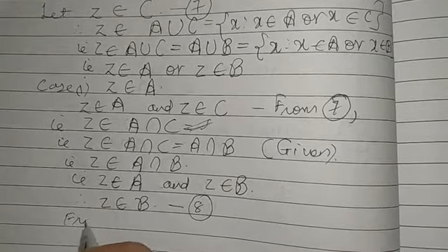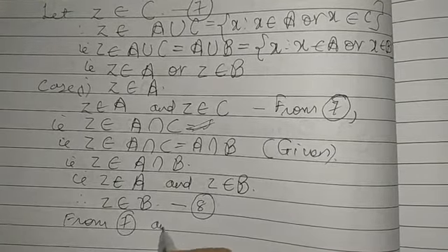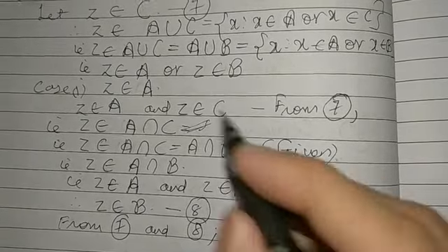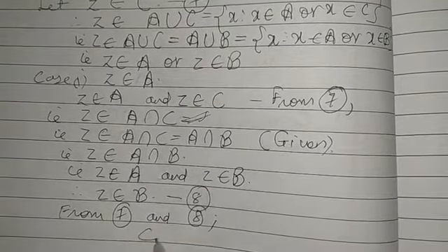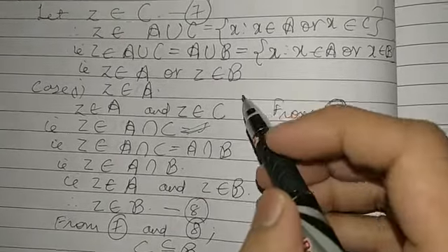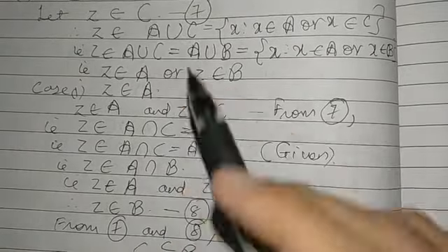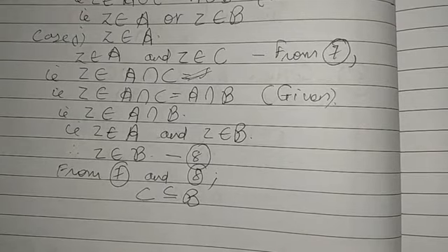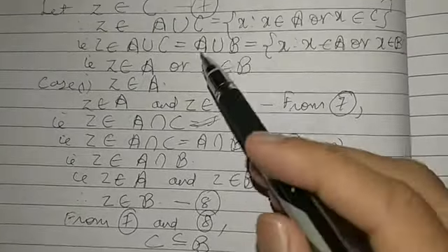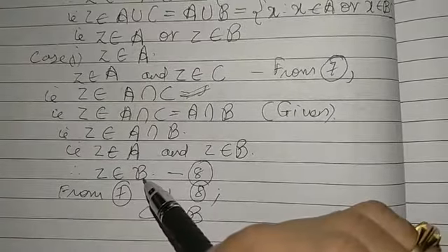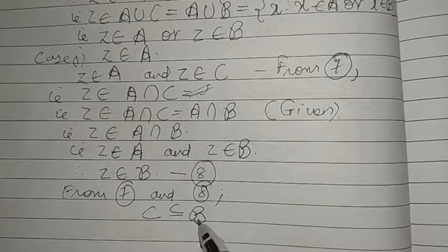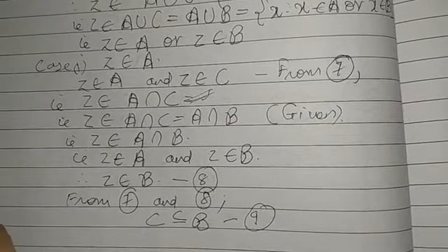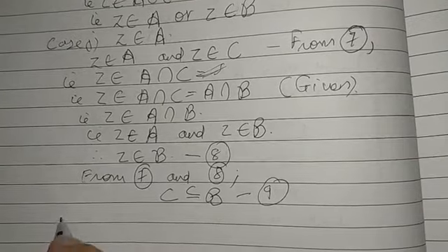So from 7 and 8 we get C is a subset of B. We have taken an element Z in the set C, and we have proved that the element Z is in the set B. So every element of the set C is an element of set B. So C is a subset of set B. We can call this 9. Now case 1 we considered, now case 2.